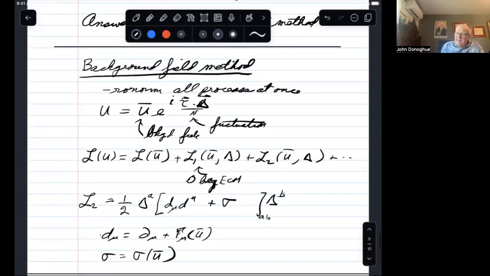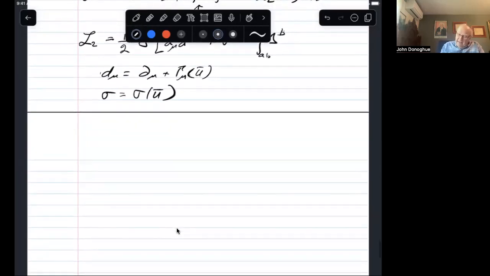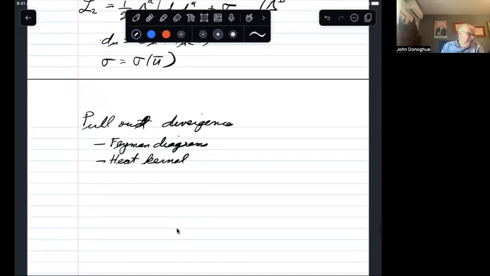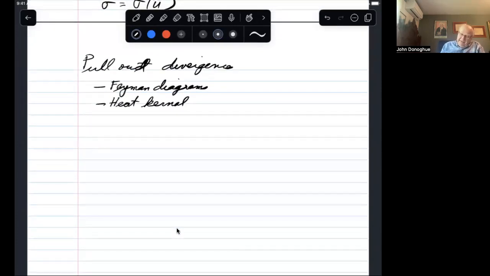So at this stage, it's mechanical. You take the original Lagrangian, just write it in this form, and then you pull out the divergences. I did this by Feynman diagrams before. I had planned to, before making this result, do the heat kernel expansion. But let me just give you the answer, then I'll try to say some words about the heat kernel.